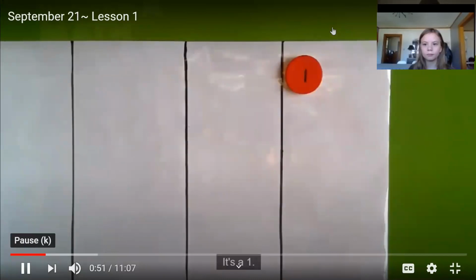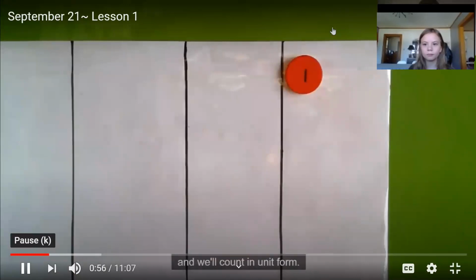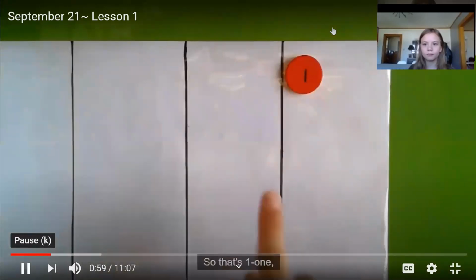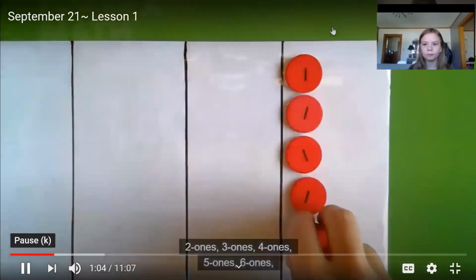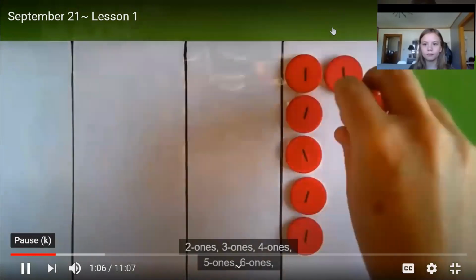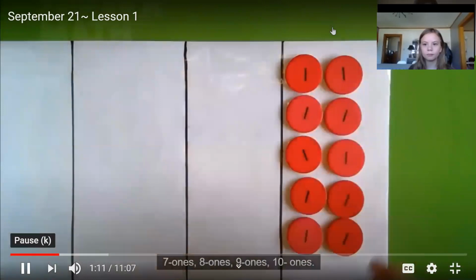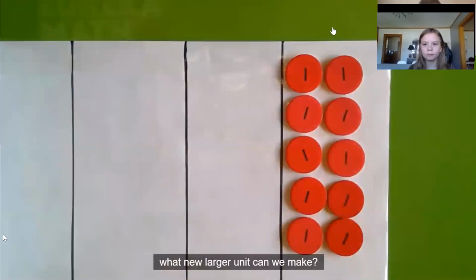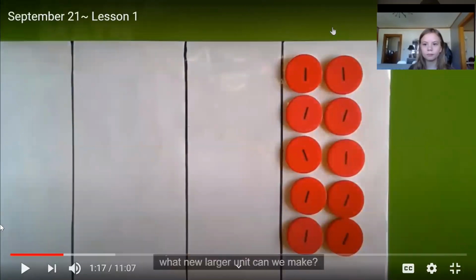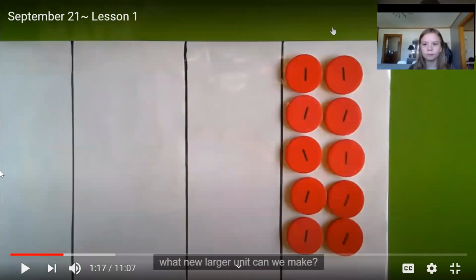What's the unit called? It's a 1. Count with me now as I place more 1s on our place value chart. Go ahead and count with her at home. So that's 1 1, 2 1s, 3 1s, 4 1s, 5 1s, 6 1s, 7 1s, 8 1s, 9 1s, 10 1s. Now that we have 10 1s, what new larger unit can we make? If we were able to exchange these 10 1s, what could we trade them in for?